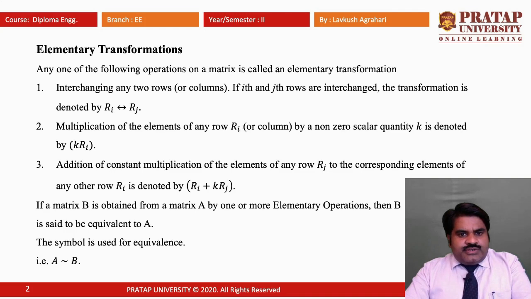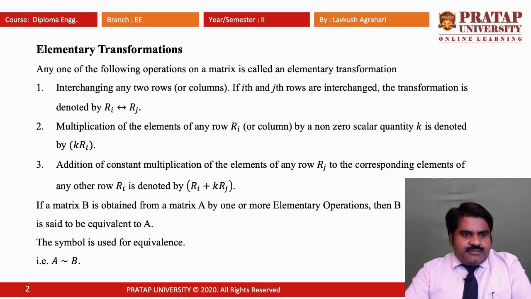Any of the given operations on a matrix is called an elementary transformation. The first transformation is the interchanging of any two rows or columns. For example, if the ith and jth rows are interchanged, the transformation is denoted by Ri interchanged with Rj. The second transformation is the multiplication of the elements of any row Ri or column by a non-zero scalar quantity, say k, denoted by kRi.